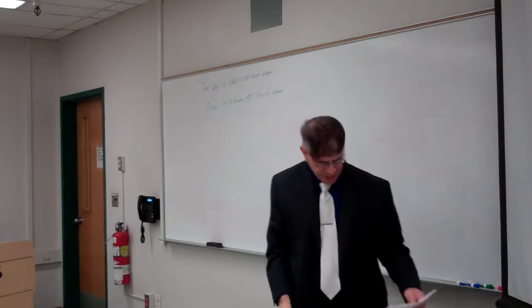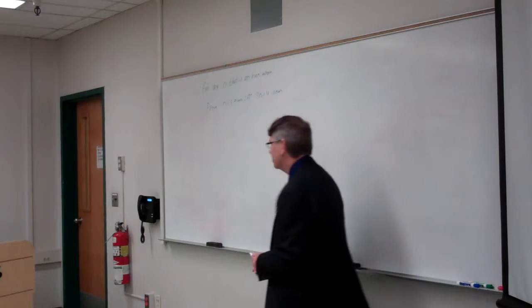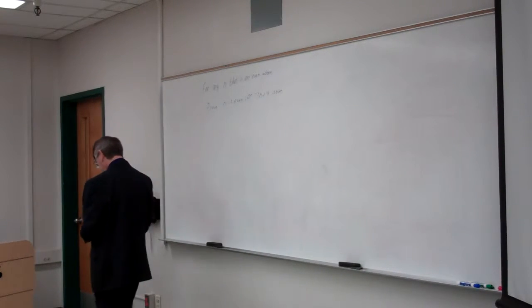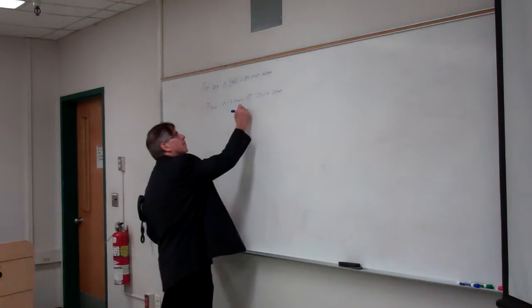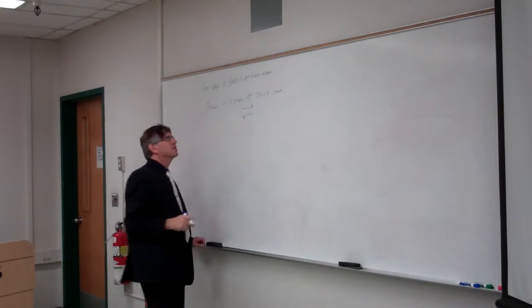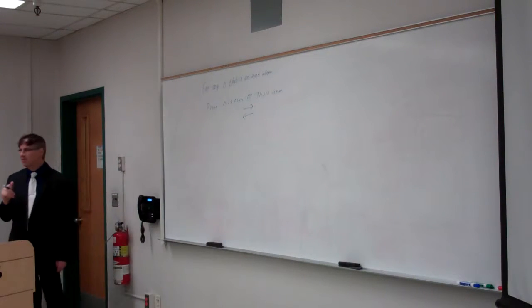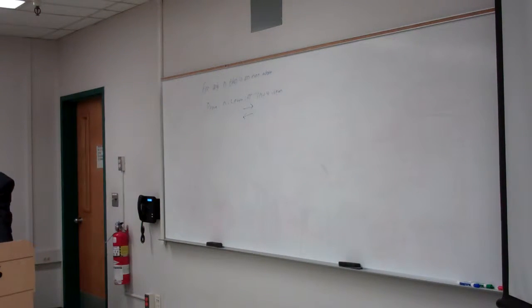So prove that n is even if and only if 7n plus 4 is even. So we got two things to show. You gotta show that, and you gotta show that. You got to prove if n is even, then 7n plus 4 is even, and then you've got to prove if 7n plus 4 is even, n is even.